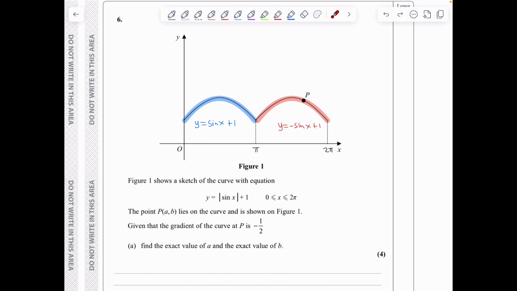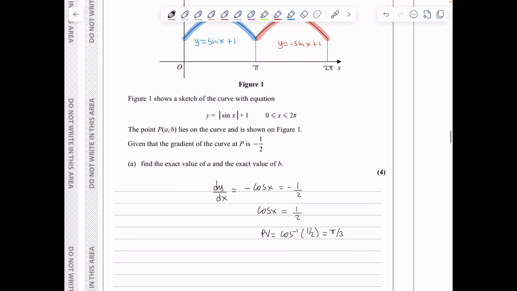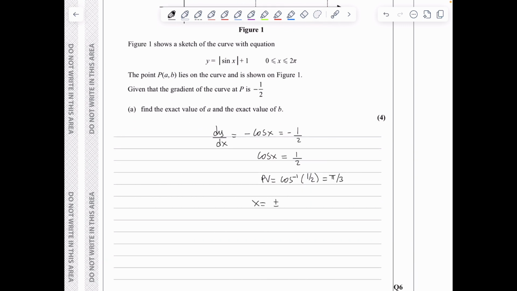So this means that if I'm trying to determine the coordinates of P, knowing that it has a gradient of negative a half, I need to start by differentiating this expression here. So we know that if y is minus sine x plus 1, then dy dx is equal to minus cos x, which I will set equal to minus a half, and therefore I need to solve cos x is a half. Now the PV here is shift cos of a half, which gives me an answer of pi over 3, and therefore x is plus minus the PV of pi over 3 plus 2 pi k.